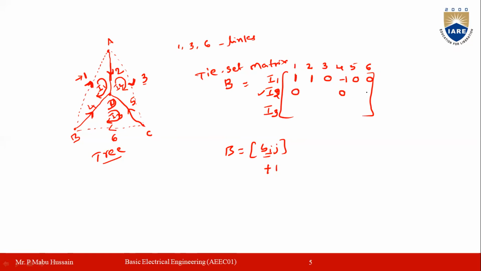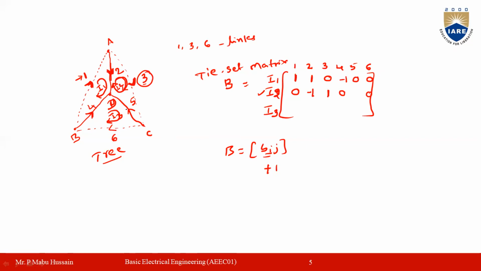Okay, for branches 1, 4 and 6 you will get 0. Then for the second branch, if you observe the direction of the second branch from top to bottom, but this loop current is in the opposite direction, so for the second branch you will get -1. Now for branch 3, its direction is in the same direction as your assumed loop direction, so it will be +1.